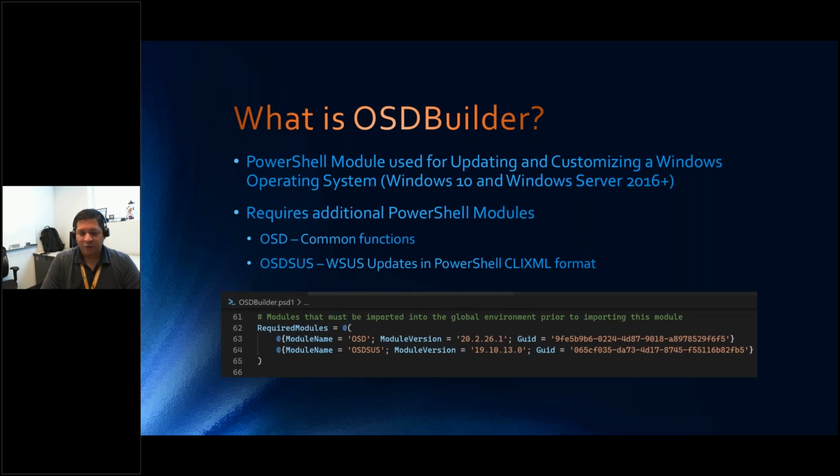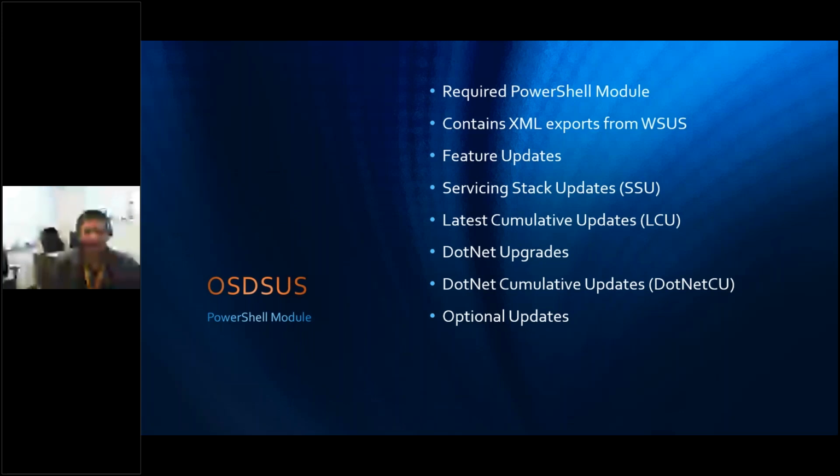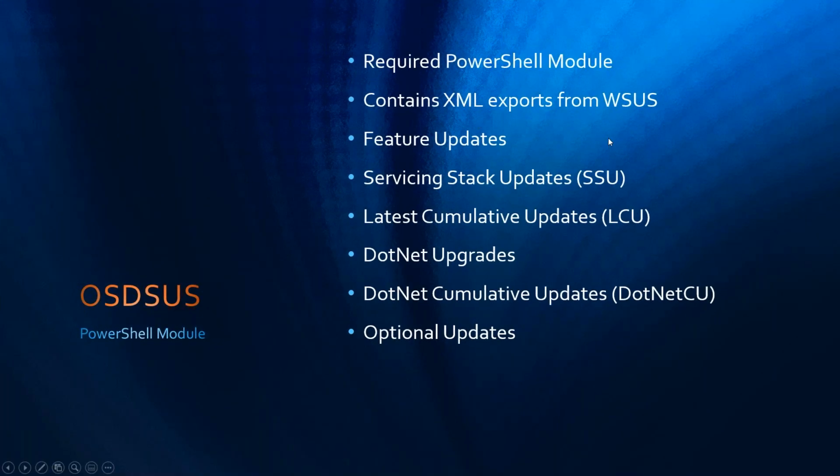So we're going to talk about OSDSUS. It is a required module. You don't have to be on the latest version, but it helps. Basically every day or two, I'll check WSUS and generate an XML export of all the updates that we use for Windows 10 and Windows Server. These are a list of all the updates that I typically put in there. Basically, it's just a catalog. There's no logic in there.